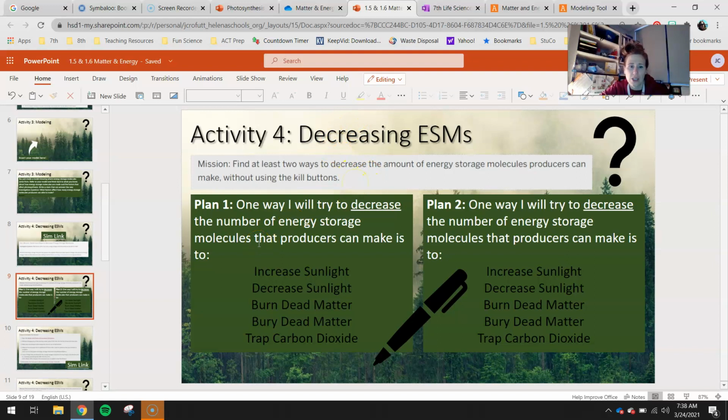One way to decrease the number of energy storage molecules that producers can make is to use your draw tool to circle either increase or decrease sunlight, burn dead matter, bury dead matter, or trap carbon dioxide. And then you'll do your second prediction here. Those are going to be the 2 that you're planning to go test out.